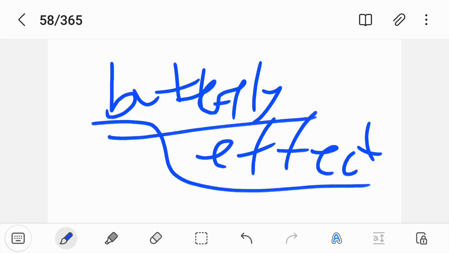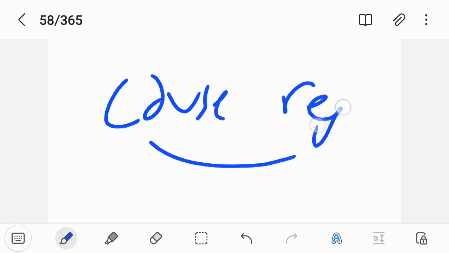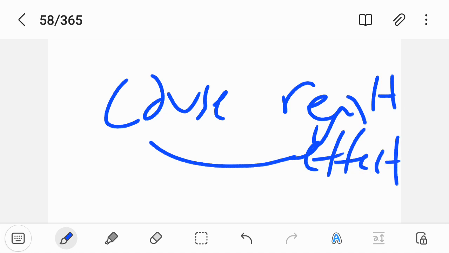This one is usually commonly heard in movies or games, right? Butterfly effect is about when you have a cause and then you have a result or effect, and that's basically it. Really, you have a cause and then you have a result or effect.